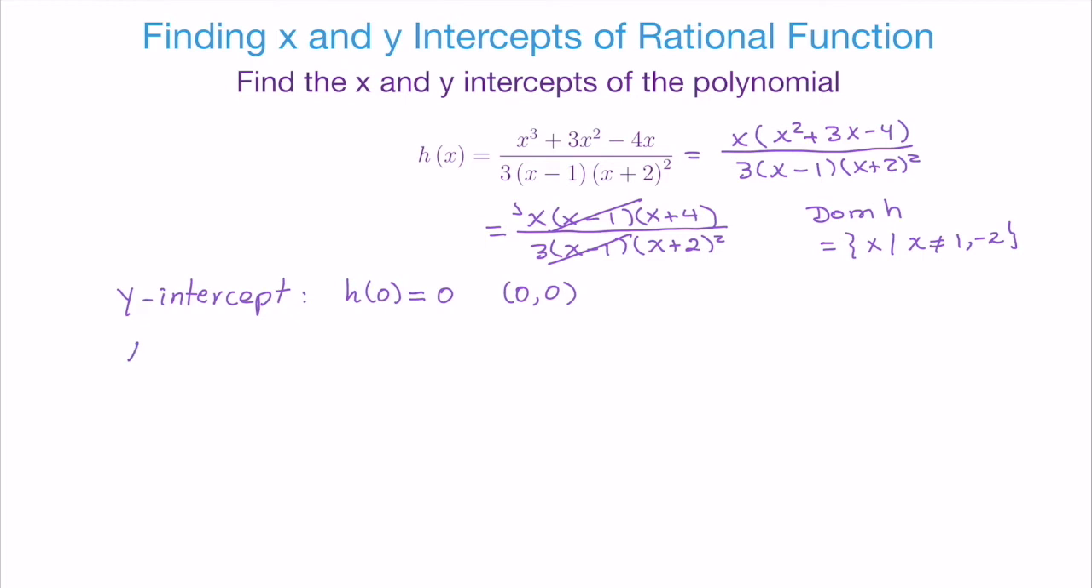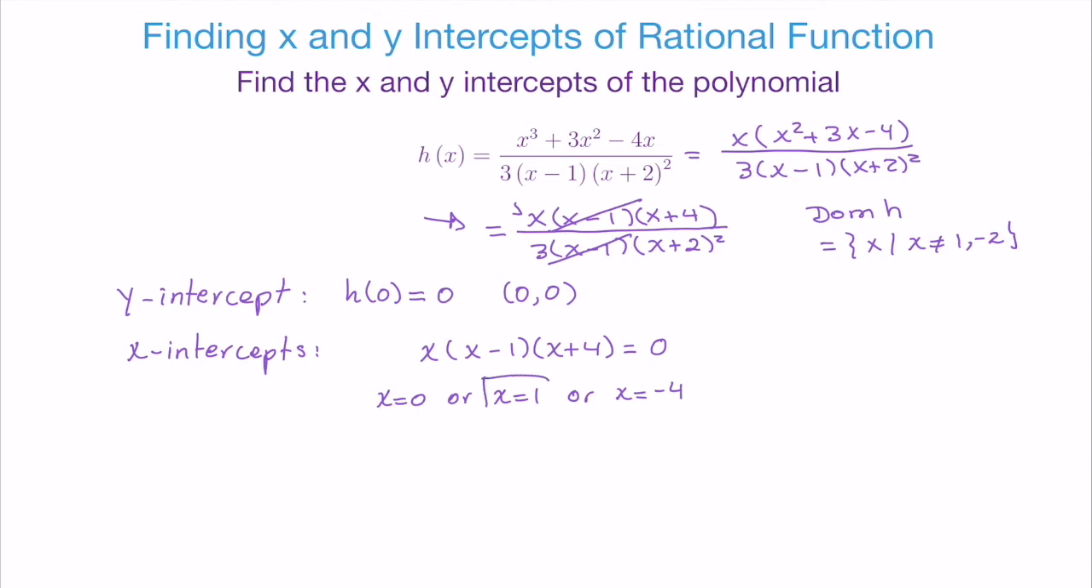Now for the x-intercepts, we have to see the situation. 1 is not in the domain. So 1 cannot be an x-intercept. This equation is 0 if the numerator is 0. And the numerator is 0 if x equals 0 or x equals 1 or x equals -4. But x equals 1 here is not an x-intercept. It's not in the domain of the function. So my x-intercepts are the origin, which is the same as the y-intercept, and -4, 0.